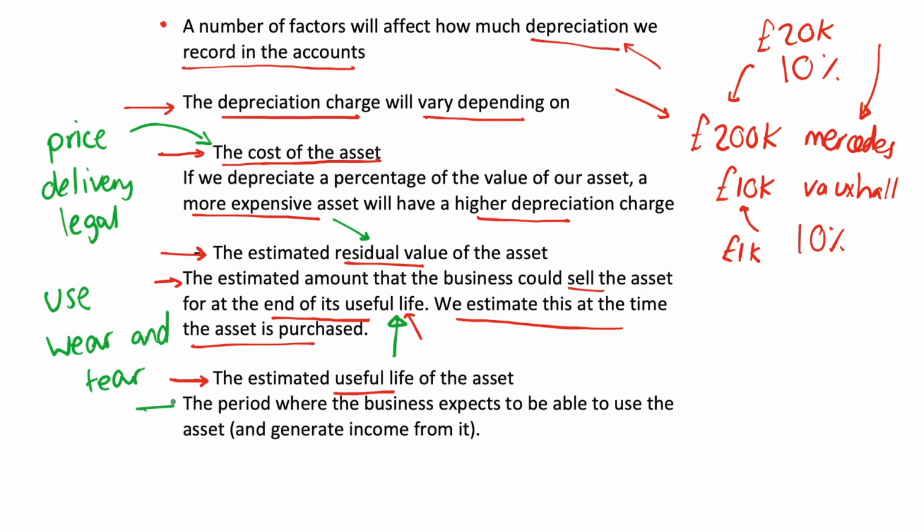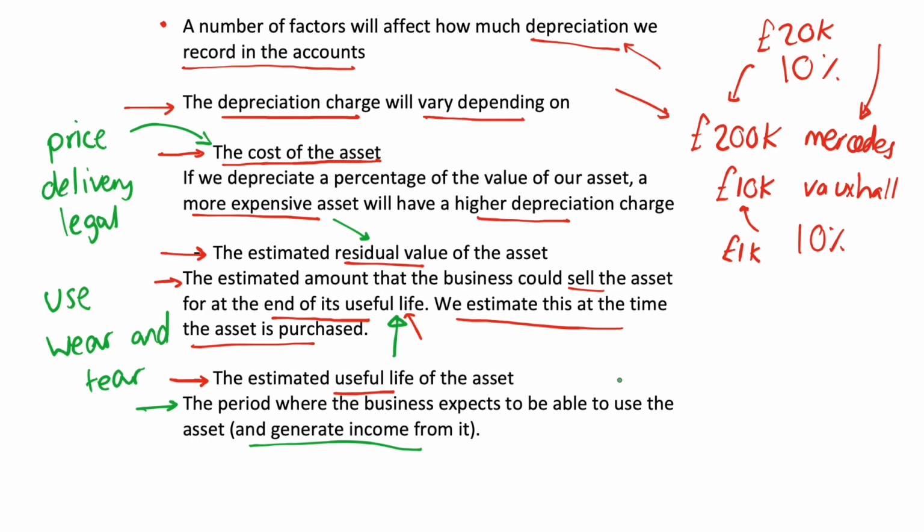How many years are we going to use this for? Our textbook definition of useful life is the period where the business expects to be able to use the asset and thus generate income from it. So how long are we going to use our car for? If we're buying a machine, how long is this machine going to generate us income before either we're going to write it off and say the asset might be broken, or before we sell it, because once we've sold this asset, it's no longer going to be generating us income.